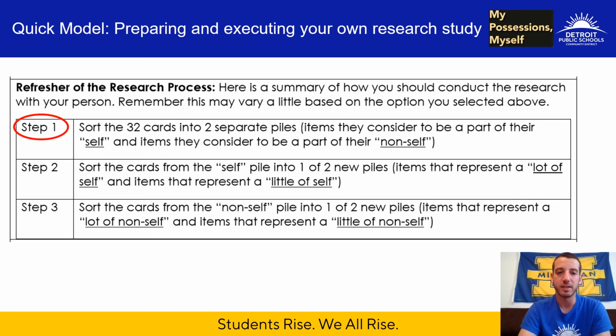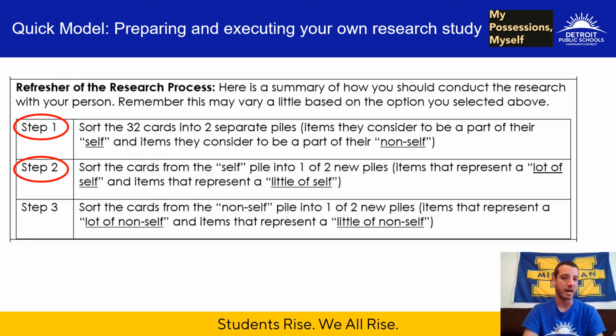Now, step 2 and step 3 can happen in either order. It doesn't have to happen in the order that's listed here, but I wanted to talk about them in an order so it makes sense to you what they have to do. So step 2 is you're going to have them sort the cards from the self pile into one of 2 new piles, items that represent a lot of self and items that represent a little of self. So you don't have to go to this one first. You can start with the non-self pile if you want, like I said, but they're going to start with one pile. Let's just say self for this purpose here.